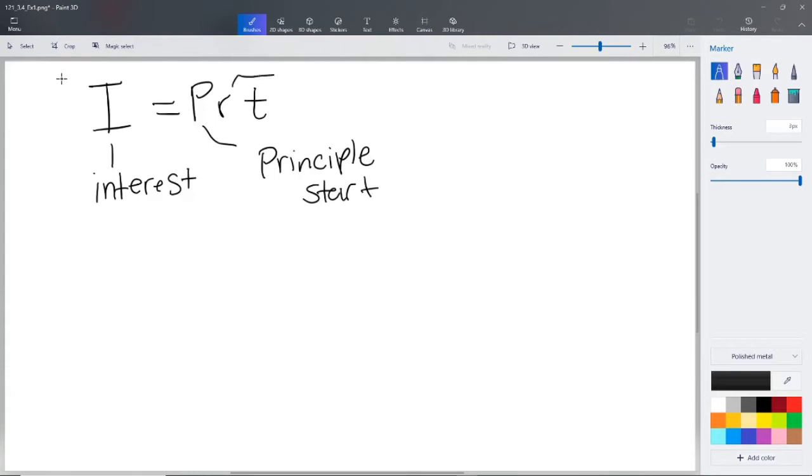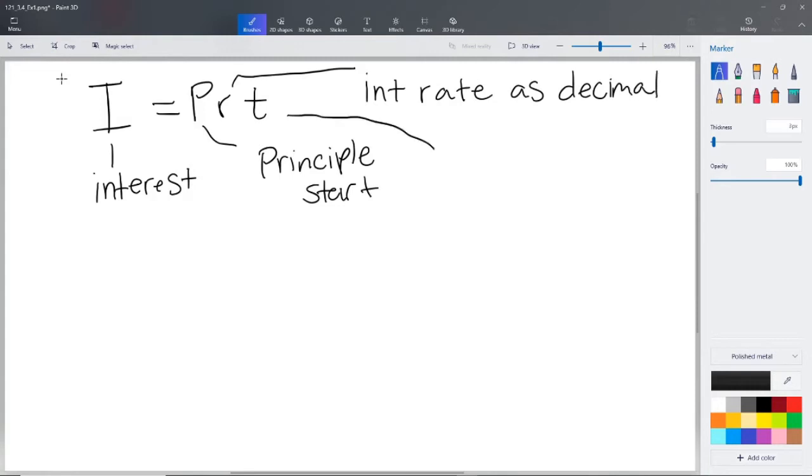R is interest rate as a decimal. Very important to make sure it's always written as a decimal. And then finally, T is time, and time in years. Once we have that, it's a simple matter of putting it together for a problem.